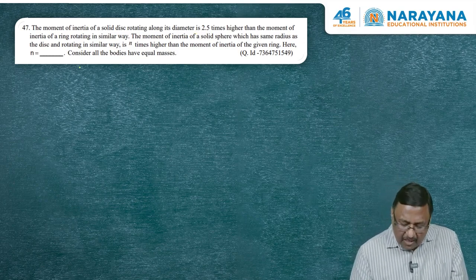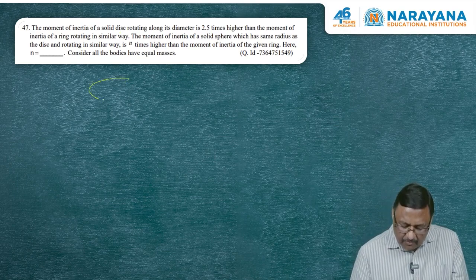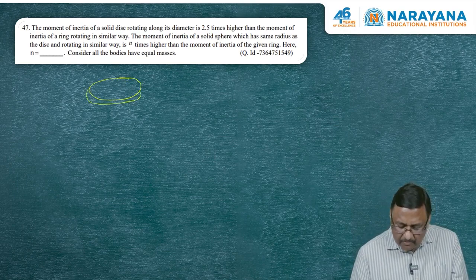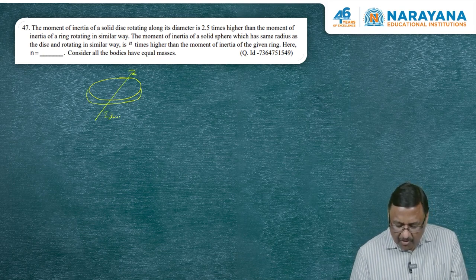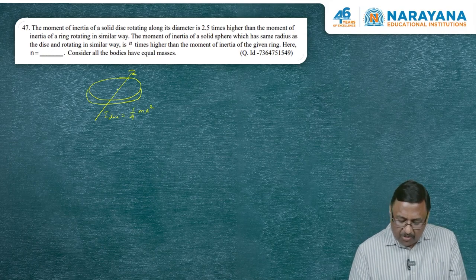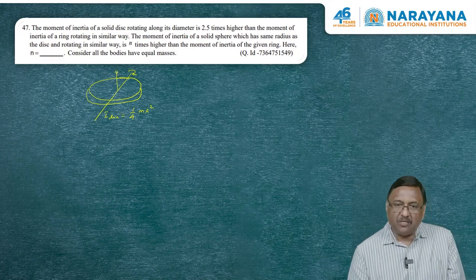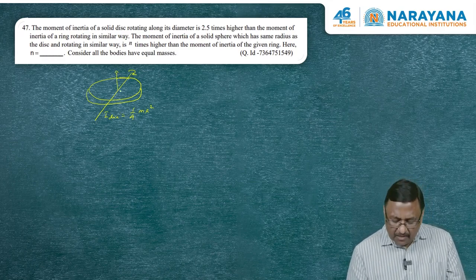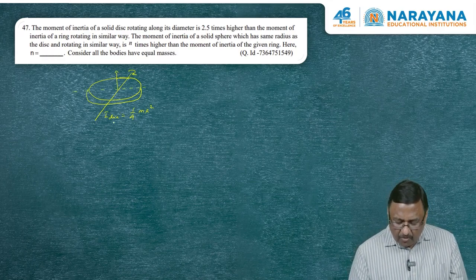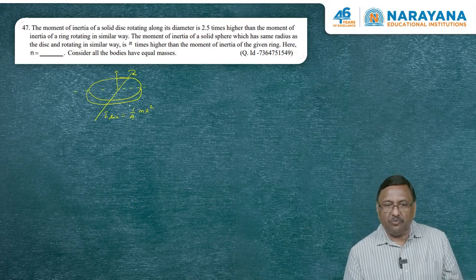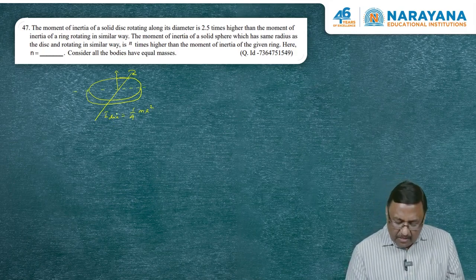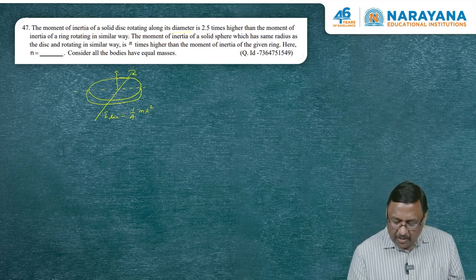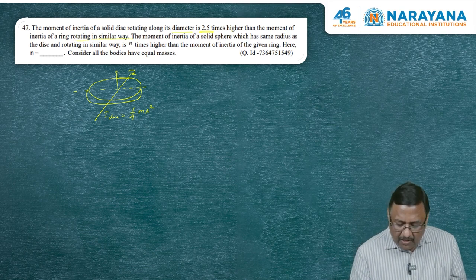Here, one thing he is saying: if I consider the moment of inertia of a solid disk, let me write, there is a disk. He is asking about the diameter. You know, the moment of inertia of a disk about its diameter we know very well. It is 1 upon 4 times m r square, because about the axis it is going to be half m r square. If I use my theorem of perpendicular axis, the moment of inertia about these two diameters being equal, you can understand I diameter is 1 upon 4 times m r square. He is saying the moment of inertia of the solid disk rotating along its diameter is 2.5 times higher than the moment of inertia of a ring rotating in a similar way.